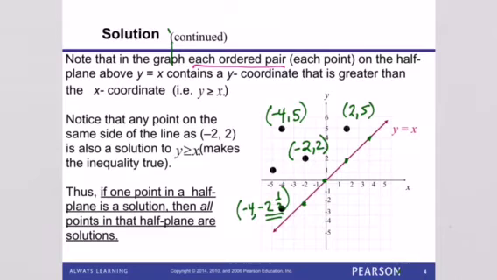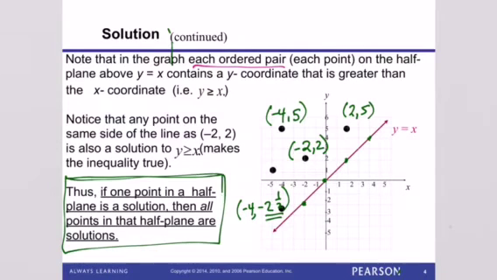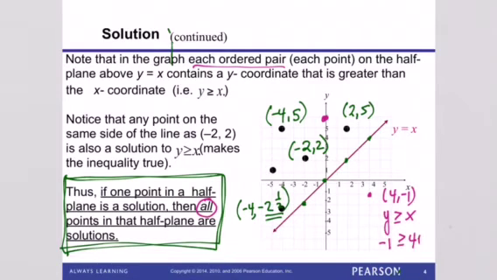So a key point about inequalities says right here: thus, if one point in a half plane is a solution, then all of the points will be. In other words, if you find one point on this side of the line that works, then you know every point on this side of the graph is going to work. As an example, if I took a point down here, say, this graph is slightly off, but 1, 2, 3, 4, that would be (4, -1). If I plug this into y is greater than or equal to x, it doesn't work. It would be -1 is greater than or equal to 4, which is not true. So this is not a solution. It's on the other side of the graph, notice.